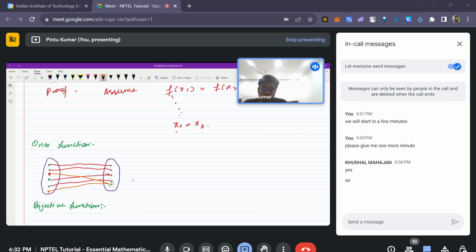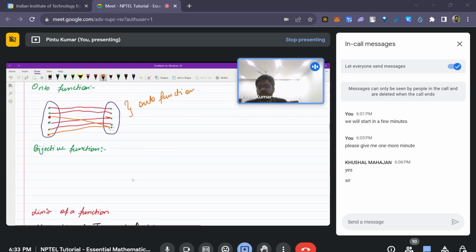Okay, so this kind of function in which every element on the right hand side has a pre-image, those kinds of functions are called onto functions. So this function is not 1-1 because this last element has two pre-images, but this is an onto function because every element is occupied. Okay.